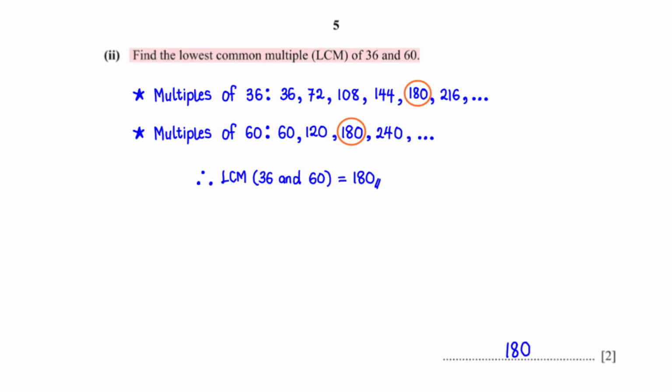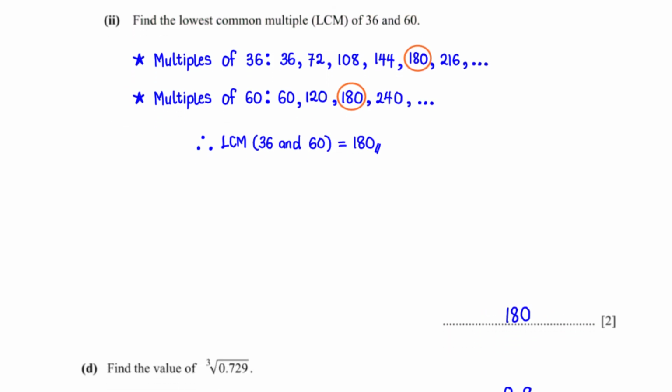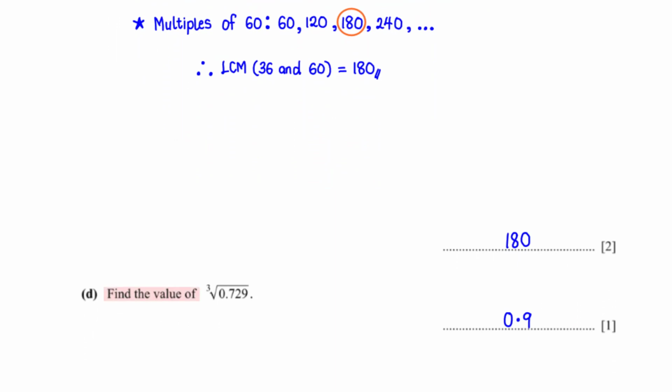Find the lowest common multiple of 36 and 60. First, we list the multiples of 36. Then we list the multiples of 60. From the two lists, we see that 180 is the lowest common multiple for 36 and 60. Find the value of cube root of 0.729. All we need to do is type this into the calculator. This gives us 0.9.